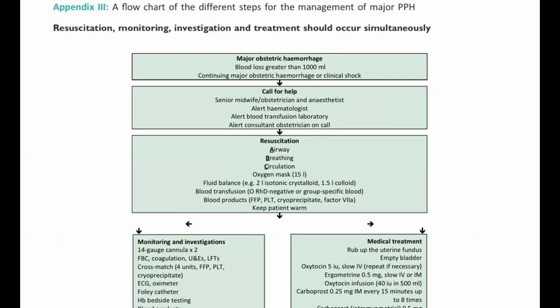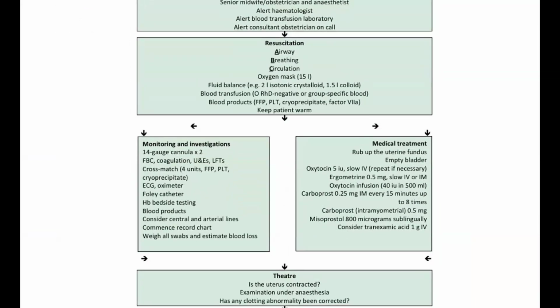Blood transfusion has to be started. Another important thing is 14 gauge cannula in major obstetric hemorrhage, you have to put two at least. Send all the investigations, put a Foley's catheter. Why? Because you have to empty the bladder. And the first step is to rub up the uterine fundus. And this is how you have to follow.